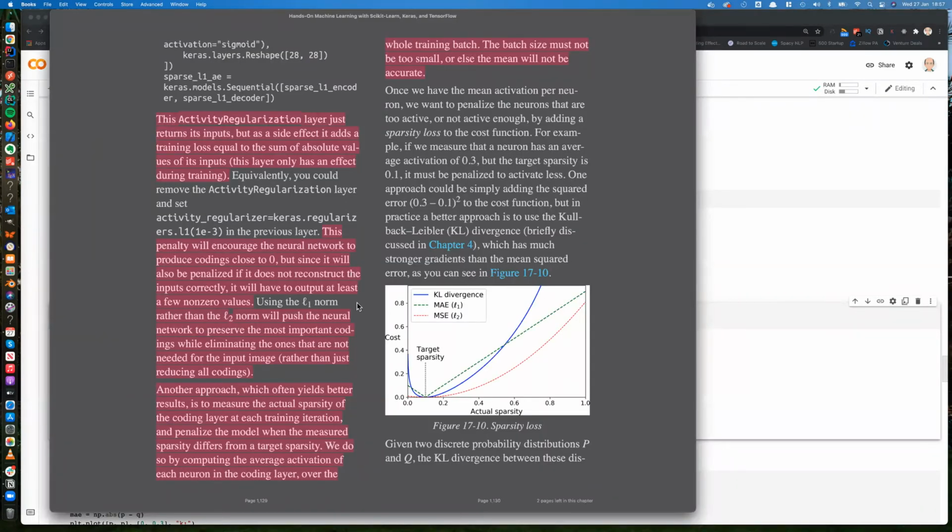So yeah, this is where the L1 norm is added on. Okay, and it says another approach which often yields better results is to measure the actual sparsity of the coding layer at each training iteration and penalize the model when the measured sparsity differs from a target sparsity. We do so by computing the average activation of each neuron in the coding layer over the whole training batch. The batch must not be too small, or else the mean will not be accurate. Yeah, so that's a slightly more complicated way of doing that if you were to set a target sparsity rather than just using this L1 regularization.